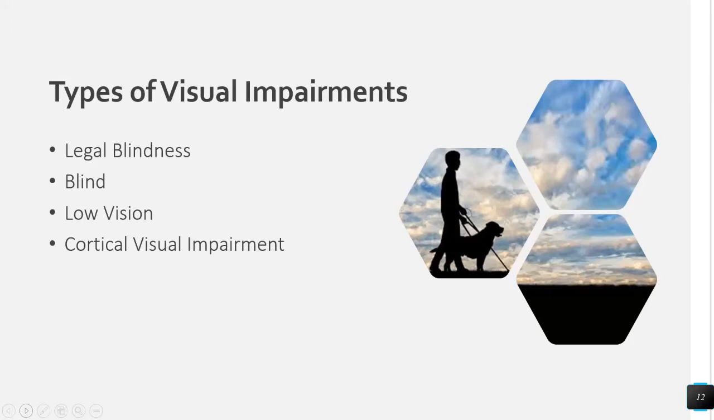An individual who's blind is not able to see at all. Their vision cannot be used in a functional way, and many people who are blind use guide sticks to navigate their environments.